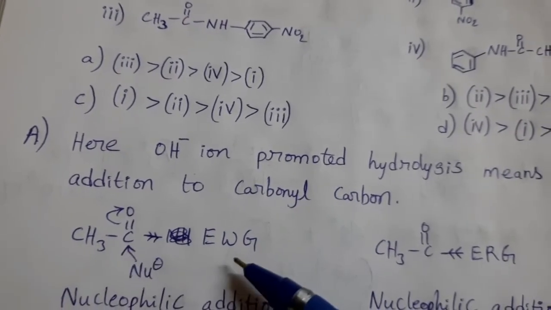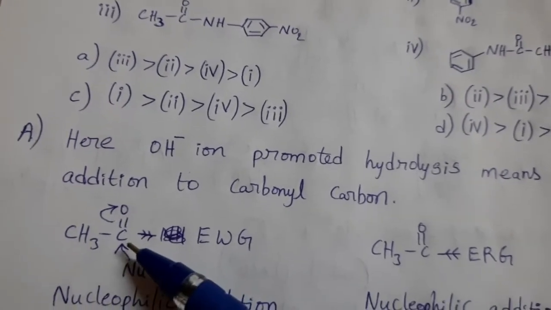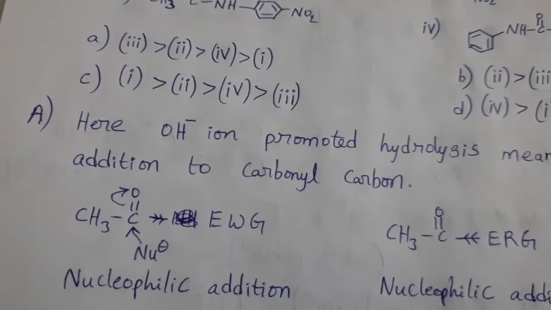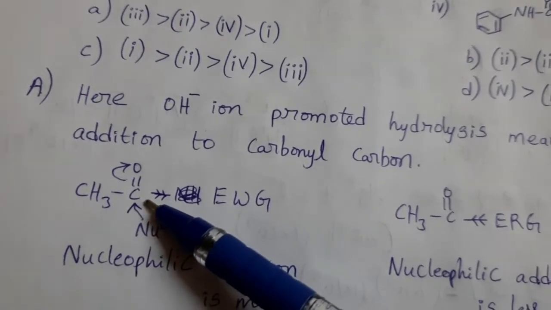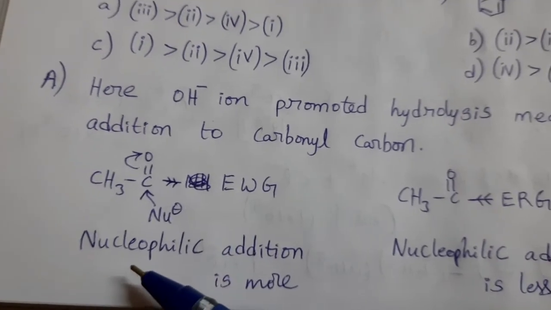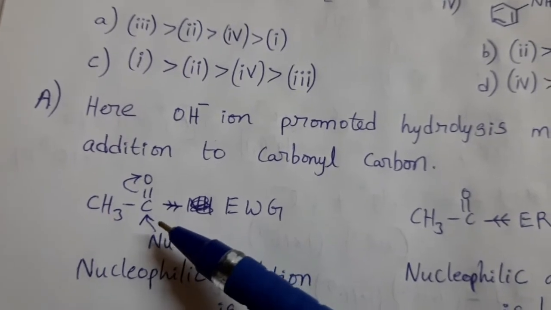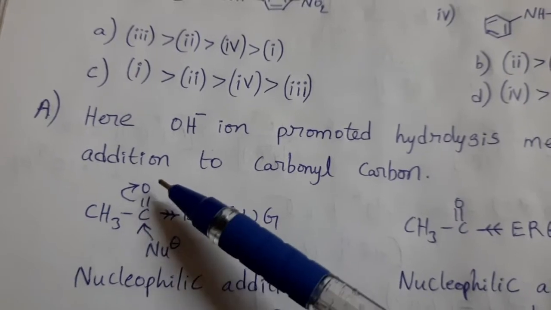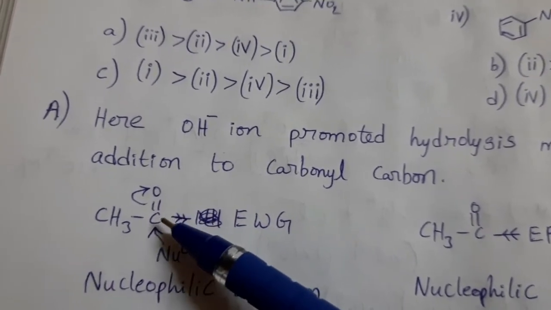Here to this carbon, an electron withdrawing group is attached. This group decreases some more electron density from this carbon atom. That's why a nucleophile having negative charge can attack at this position very easily. So we can say nucleophilic addition very easily takes place in this type of compounds. C double bond O group attached to an electron withdrawing group, then nucleophilic addition takes place at the carbonyl carbon easily.